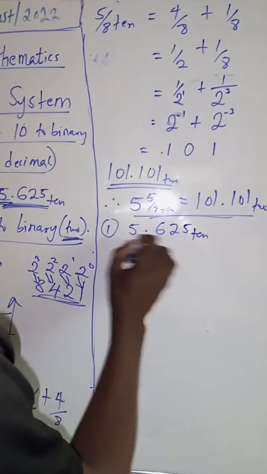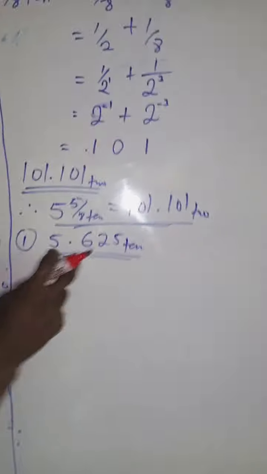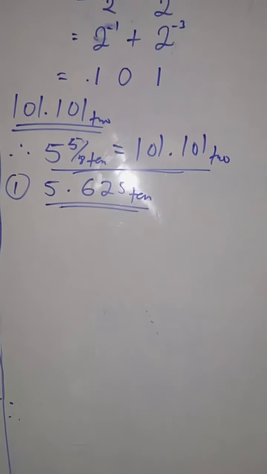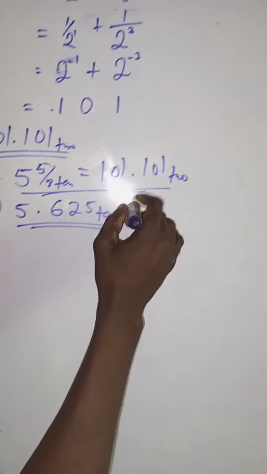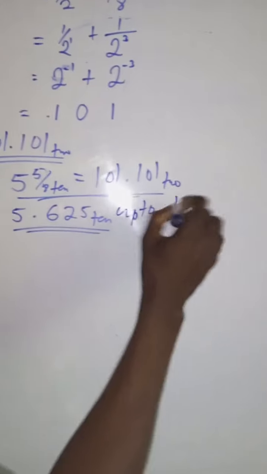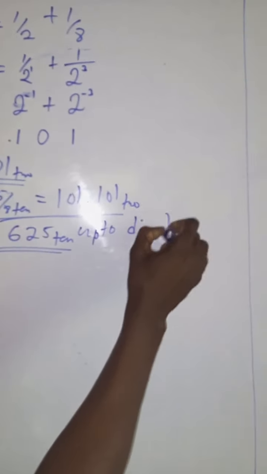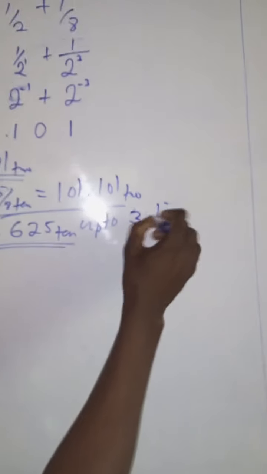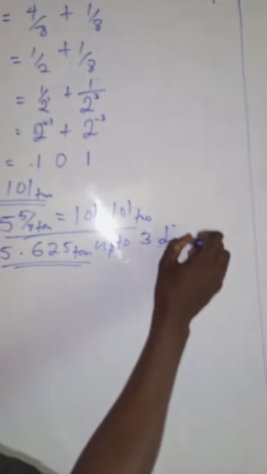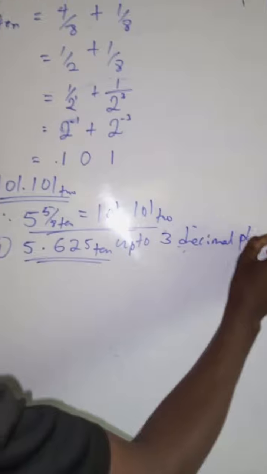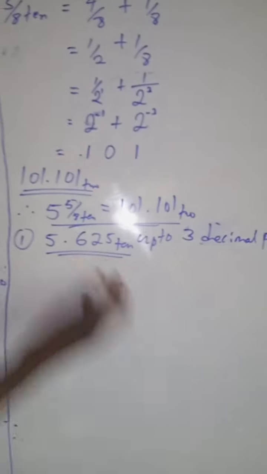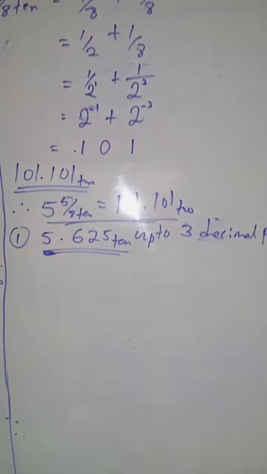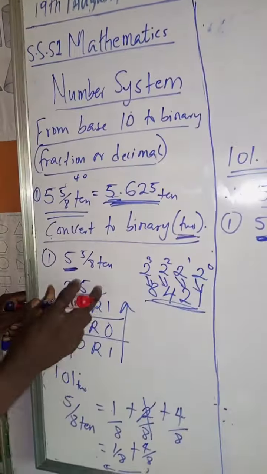5.625 base 10. Now I want to convert it. But when they give us numbers in this form, they normally tell us the digits where we should stop. You can say maybe up to some digits, or they can say 3 decimal places. That is just 3 numbers after the decimal point. Of course, we know how to convert this. It's the same thing, the way we converted it here.